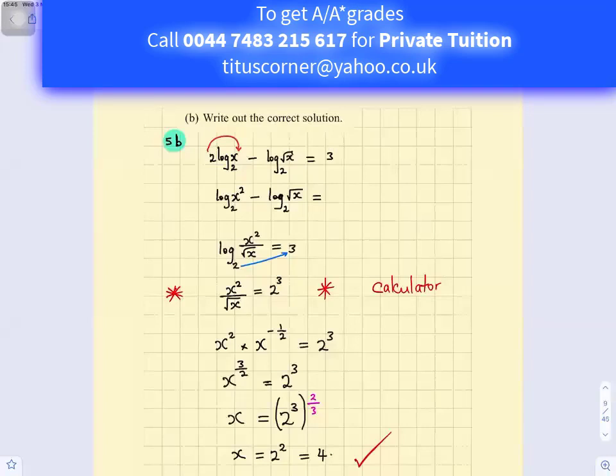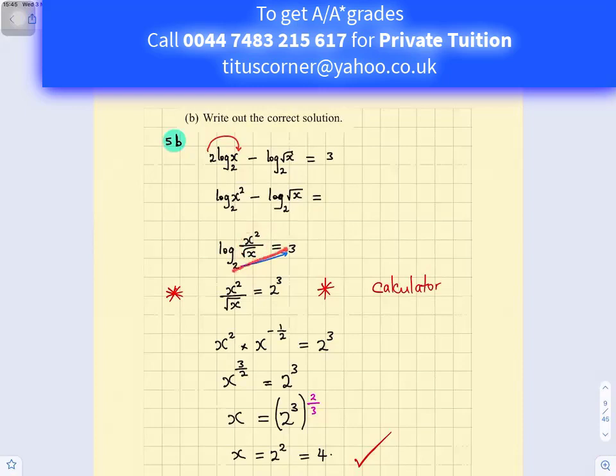For question 5b, it says write out the correct solution. So we first of all take that 2 to the front, it becomes x squared. They call it power to the front law, minus log square root of x over 2. Now we can combine them. When you subtract them, you divide those 2 together. So x squared divided by square root of x.